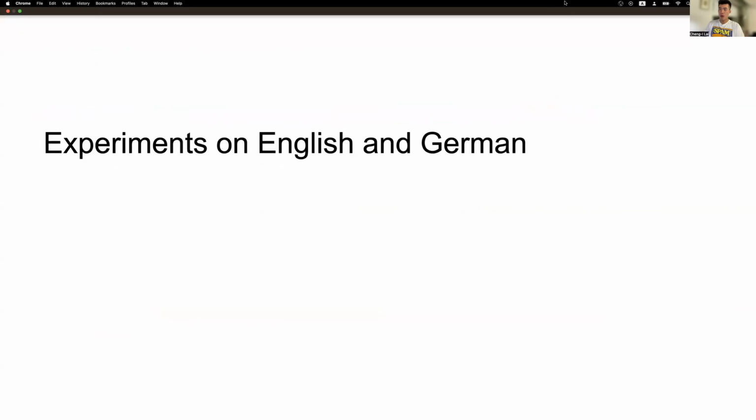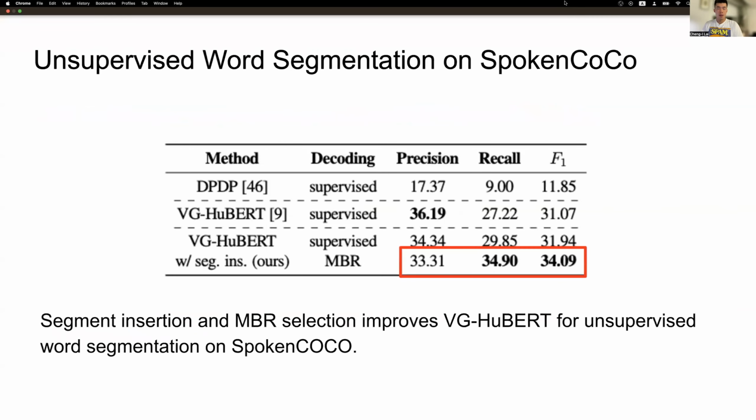Our experiment is on spoken English and spoken German. We first look at the unsupervised word segmentation results on spoken COCO. At the bottom here, we see that the segment insertion heuristic we introduced on top of VG-HuBERT, along with the unsupervised decoding selection, improves VG-HuBERT for word segmentation F1 score. Noticeably, the recall rate also significantly increases as a lot of the function words are recalled.